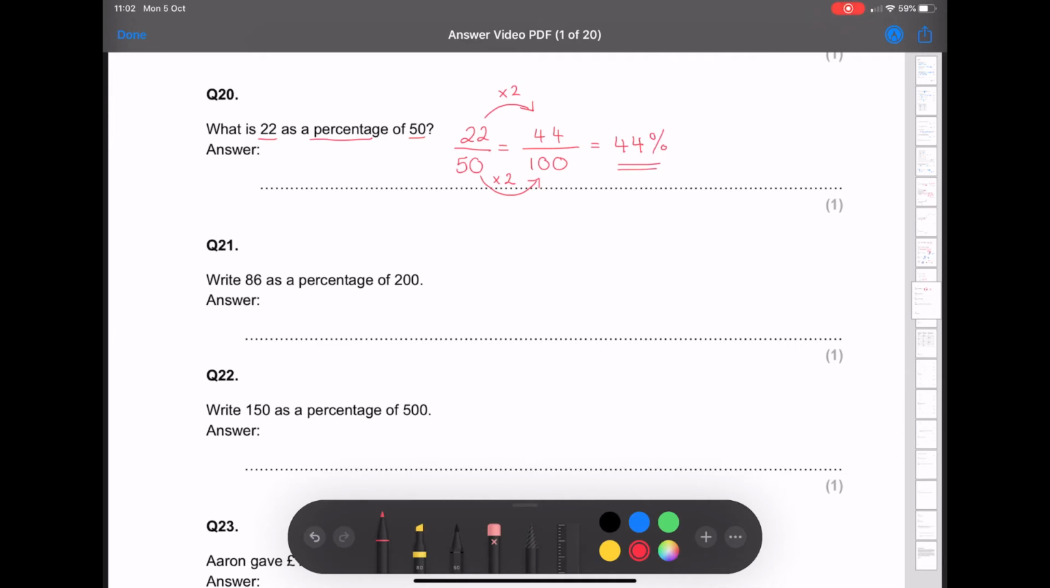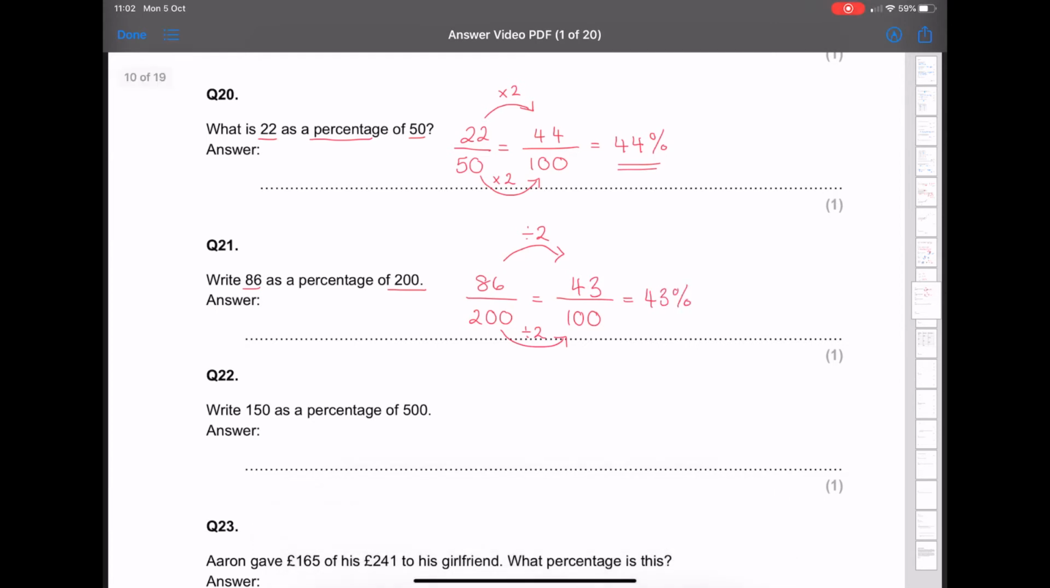With this next one, it's the same kind of thing. 86 as a percentage of 200. So we can write it like that as a fraction. And all we need to do to this 200 is divide by 2, because that's how we'd get 100 on the bottom. So if we divide by 2 there, it would give me 43. So that's 43%. Okay.